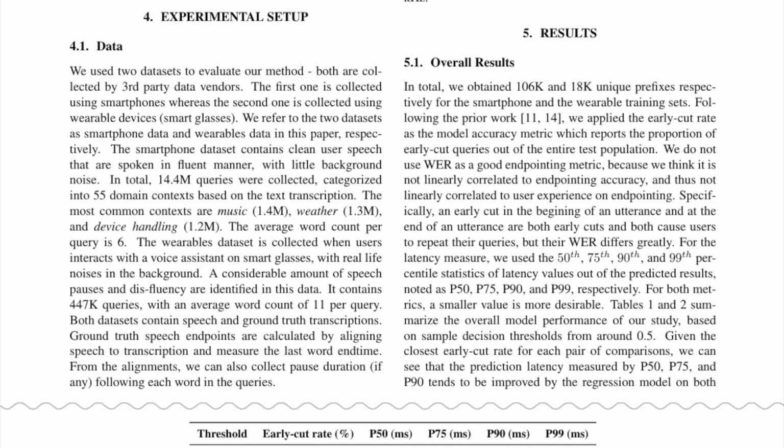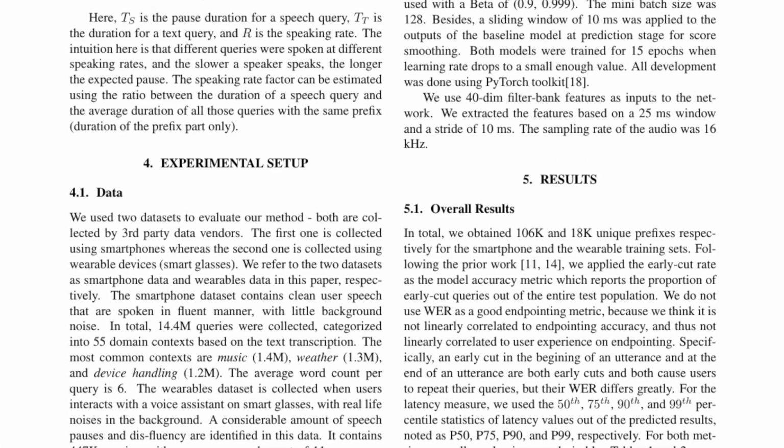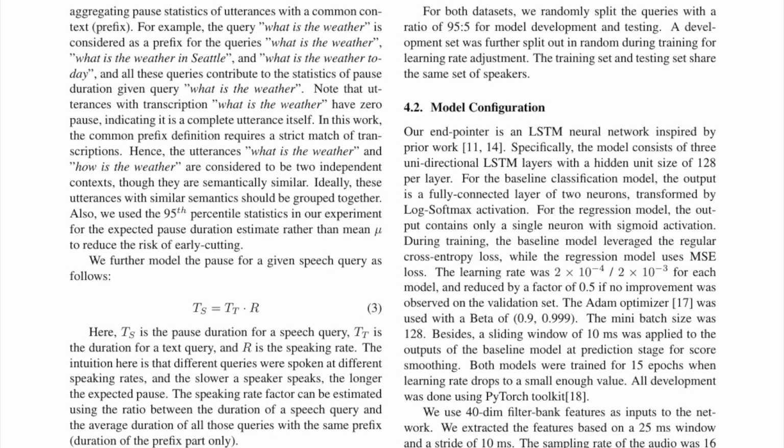Ground truth speech endpoints are calculated by aligning speech to transcription and measure the last word end time. From the alignments, we can also collect pause duration, if any, following each word in the queries. For both datasets, we randomly split the queries with a ratio of 95:5 for model development and testing. A development set was further split out in random during training for learning rate adjustment. The training set and testing set share the same set of speakers.